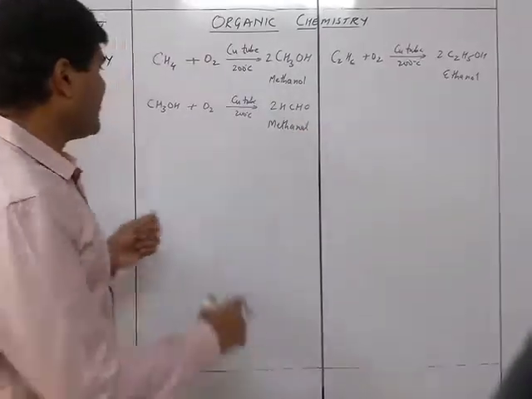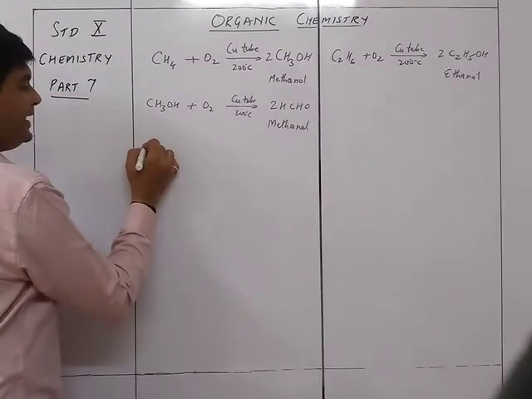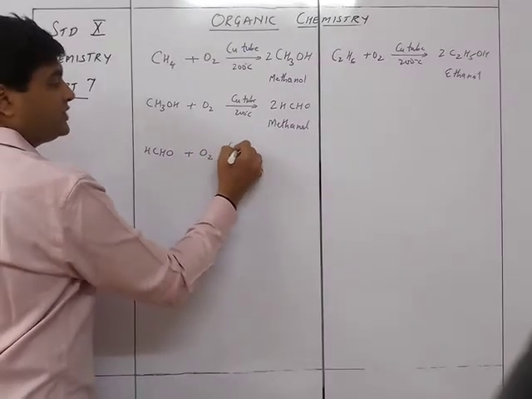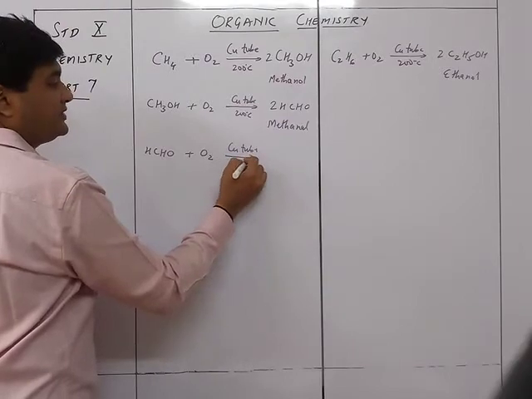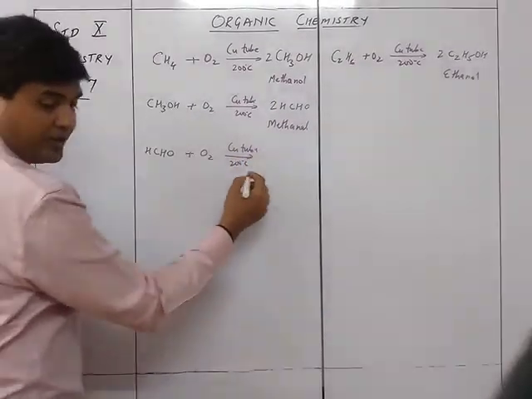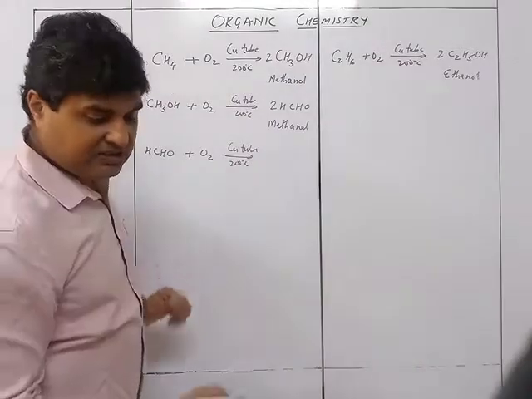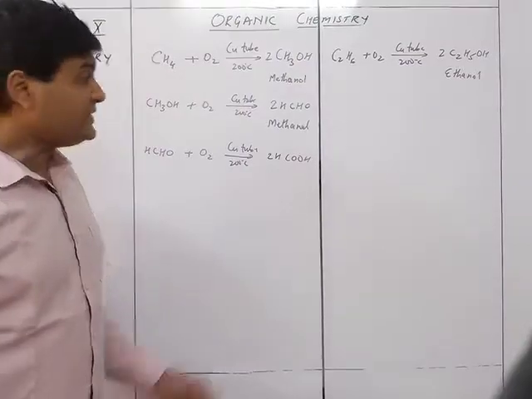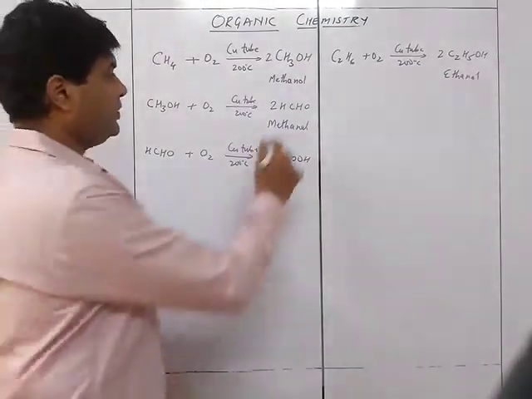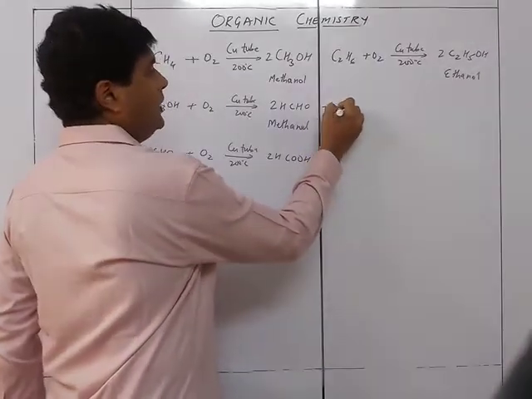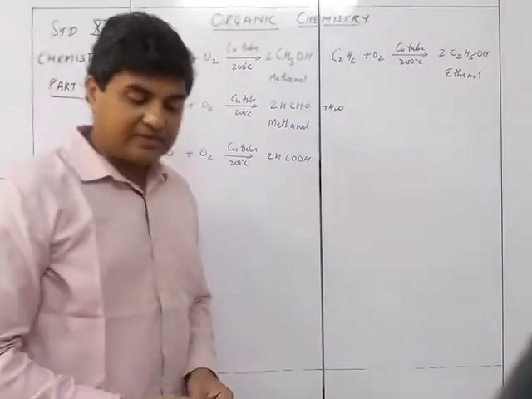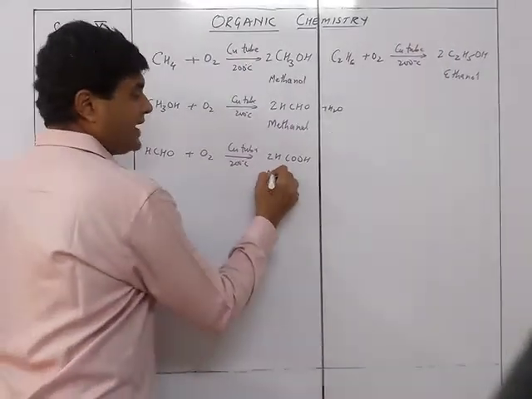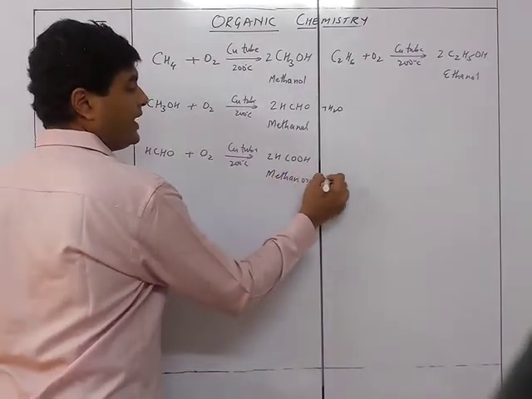And further, if I take this HCHO and react it with O2 under the same conditions of Cu tubes, 200 degrees Celsius and 100 atmosphere pressure, you are going to get HCOOH. Here you also get water, but here you directly get an acid. This is carboxylic acid. This is methanoic acid.